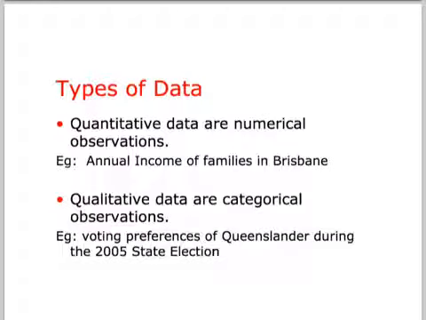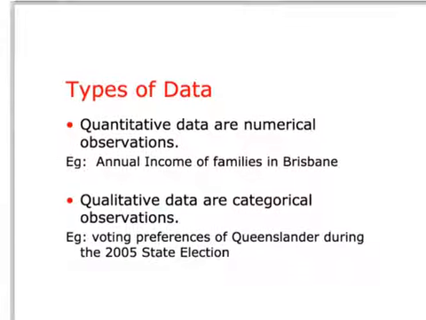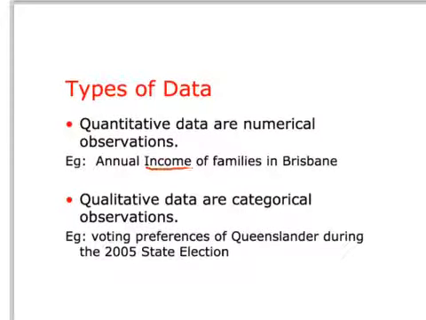To make things clear, let's look at these examples. Annual income. So let me highlight income of families in Brisbane. If I ask you how much income do you earn annually, the answers that I'll be getting would be 20,000, 30,000, 50,000, and so on. So what are we collecting here? Quantitative data, because the data is in terms of numbers.